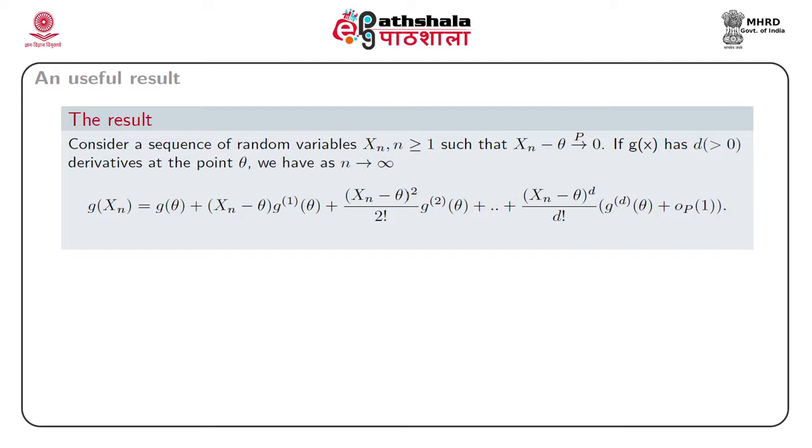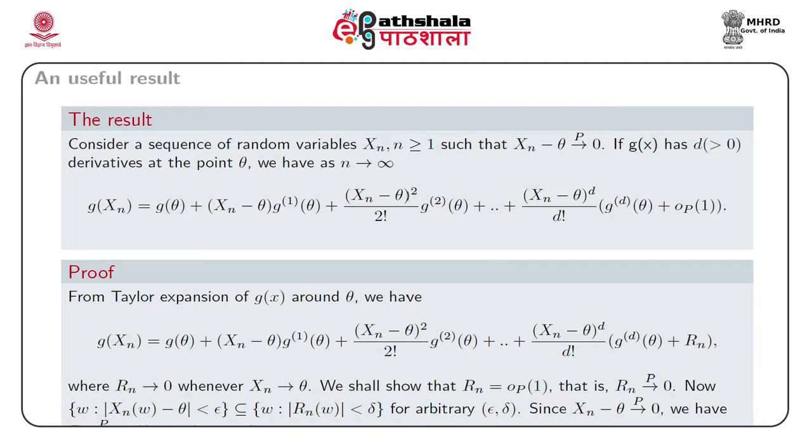Consider a sequence of random variables Xn such that Xn minus theta converges to 0 in probability. If the function g(x) has d derivatives at the point theta, we have, as n tends to infinity, g(Xn) equal to g(theta) plus (Xn minus theta) multiplied by the first derivative of g at theta, plus (Xn minus theta) squared divided by 2 factorial multiplied by the second derivative, up to (Xn minus theta) to the power d divided by d factorial multiplied by the dth order derivative of g at theta, plus o_p(1). For the proof, we consider the Taylor expansion.